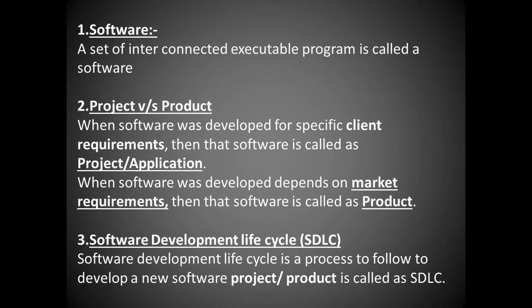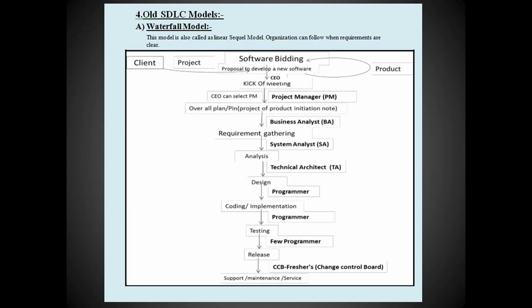Software development lifecycle: what does it mean exactly? The process to follow to develop a new software project or product is called the software development lifecycle modules. Here, this is the old software development lifecycle module, which we call the waterfall module. An organization follows this module only when the requirements are clear and frozen. Another name for the waterfall module is the linear sequential model.